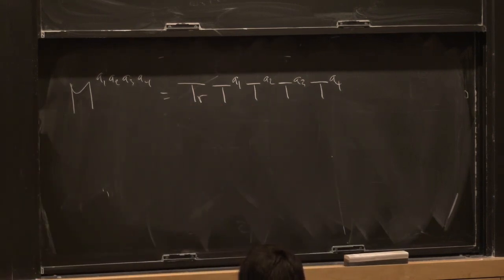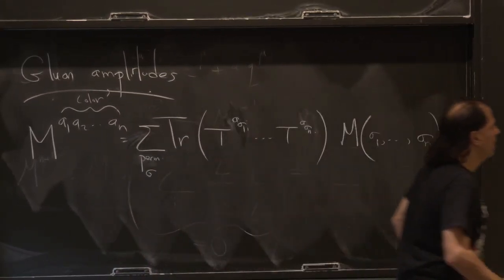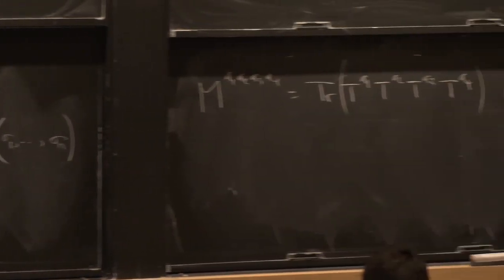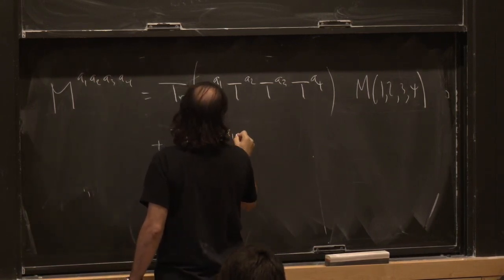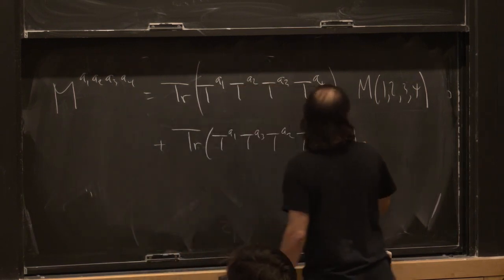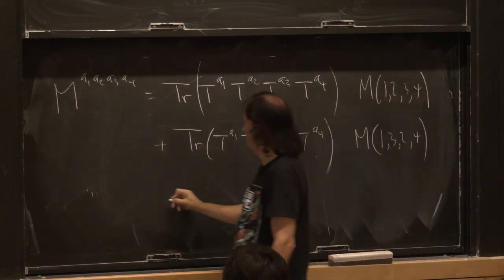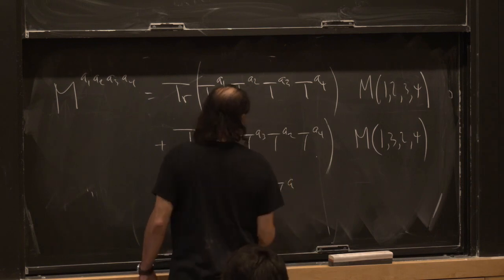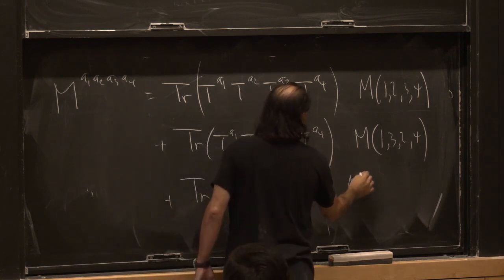Did this exactly backwards. A sigma 1 to A sigma n. And then what it multiplies, I would call m of 1, 2, 3, 4. Okay? Plus, here I have just two different orderings, three different orderings, TA3, TA2, TA4, m 1, 3, 2, 4, plus trace TA1, TA2, TA4, TA3, TA4, TA2, M1342.